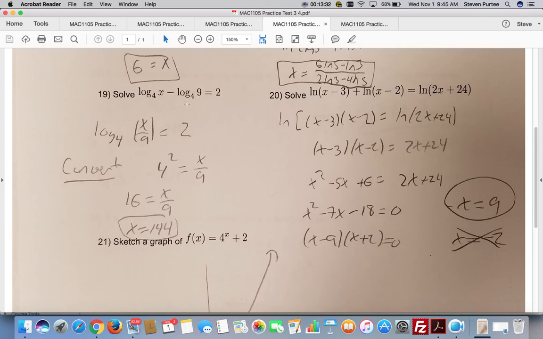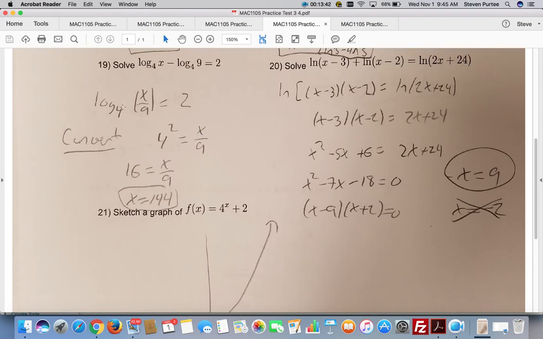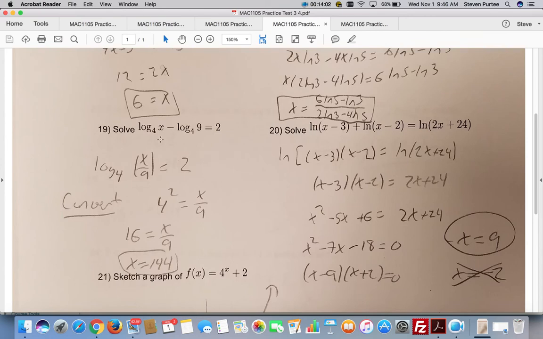So on the left, subtracted outside becomes divided inside. Now I've reached my goal. Log equals number. We convert to exponential form. 4 to the second power equals what's inside. 4 to the second is just 16. So we have x over 9. We get rid of the 9 by multiplying. We get x equals 144. We have to check and make sure that's allowed. So we plug 144 back in. We're not taking log of 0 or a negative. We're okay.